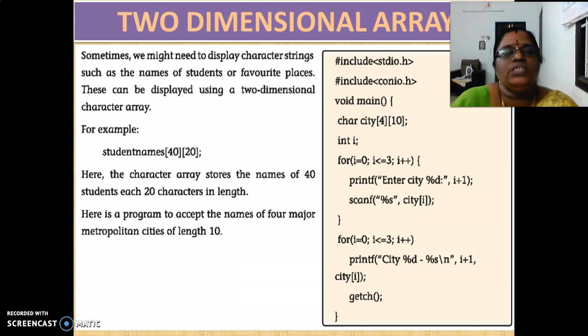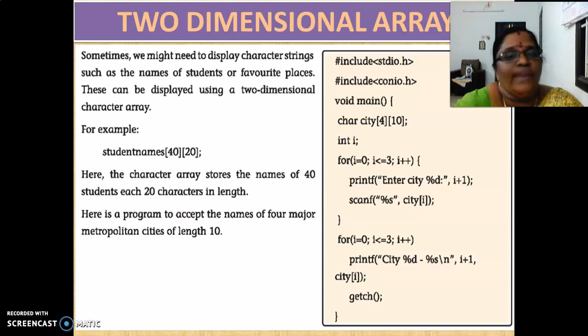Sometimes we might need to display character strings. We saw all the numeric values. Now, we are going to see character strings. Sometimes we might need to display character strings such as the names of students or your favorite places. These can be displayed using a two-dimensional student name array. Here the character array stores the names of 40 students, each 20 characters in length.